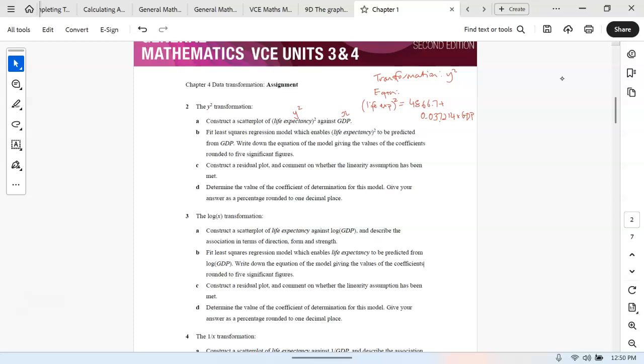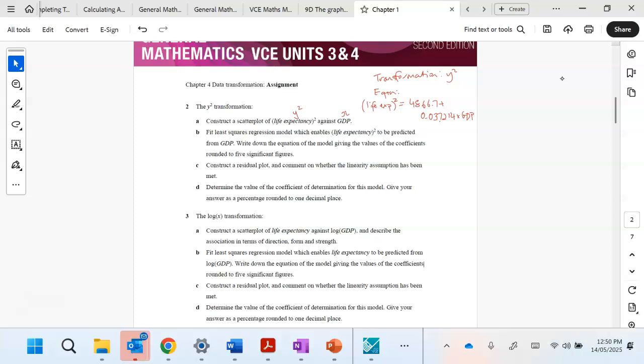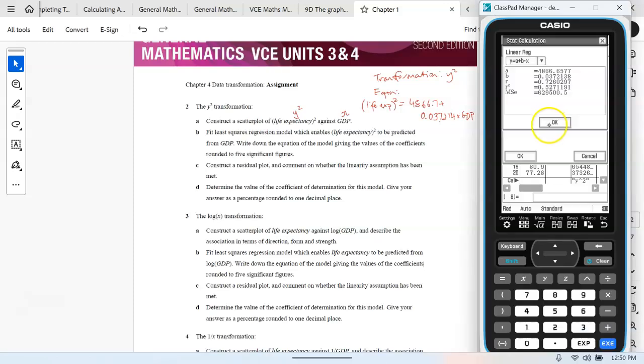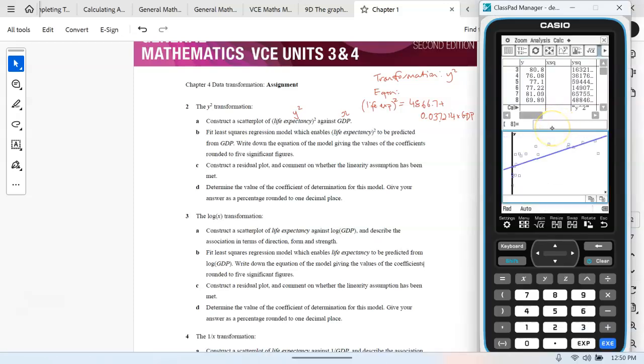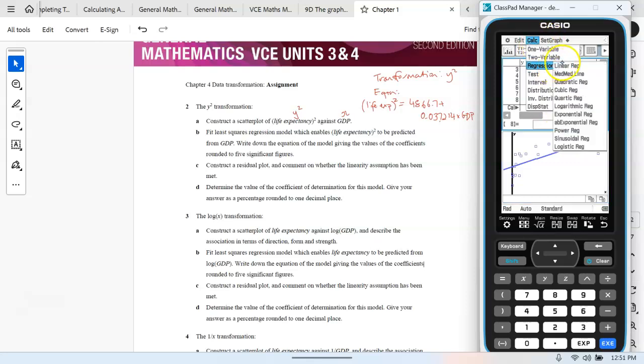All right, construct a residual plot and comment on whether the linearity assumption has been met. So to check the best transformation, we look at both the residual plot and the R squared value. So if I just go back here, go okay. Oh, I should have written down the R squared value. Actually, I know this isn't going to be one, but I'm going to go back and just quickly write down the R squared value because I should have done that before.